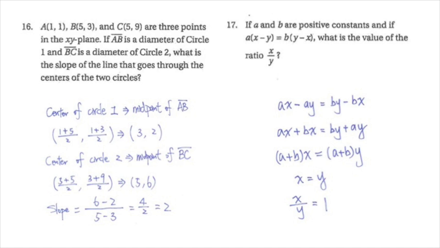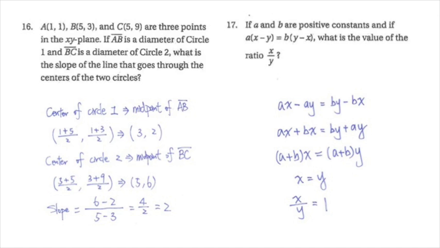For question 16, we're given 3 points A, B, and C on the plane. It says AB is the diameter of a circle and BC is the diameter of another circle. It's asking what is the slope of the line that goes through the centers of the two circles. Here, it's important to realize that the midpoint of any diameter is the center of the circle. So we can find the center of circle 1, which is the midpoint of points A and B, which is 1 plus 5 over 2, and 1 plus 3 over 2, which is 3 and 2.